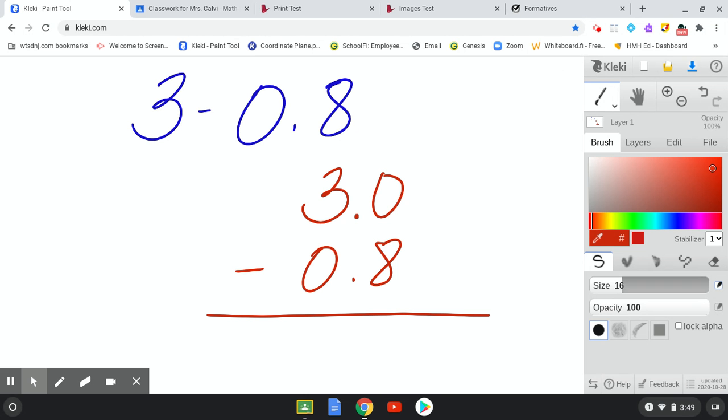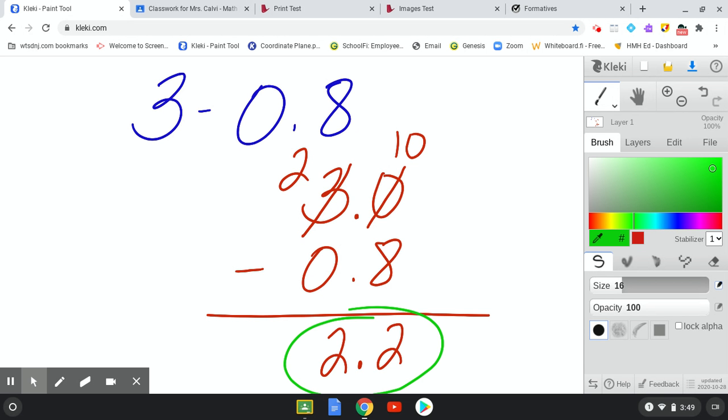I cannot take 8 away from 0, so I'm going to borrow from the 3. The 3 becomes a 2. The 0 becomes a 10. 10 minus 8 is 2. Drop down my decimal. 2 minus 0 is 2. So here, my final answer is 2.2.